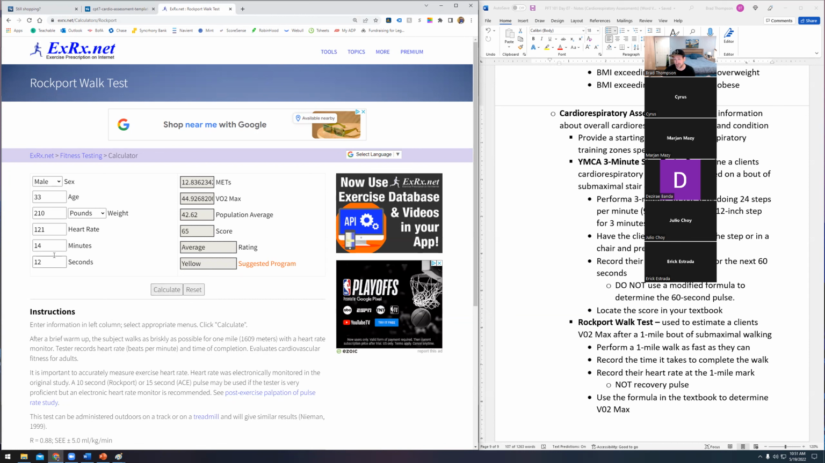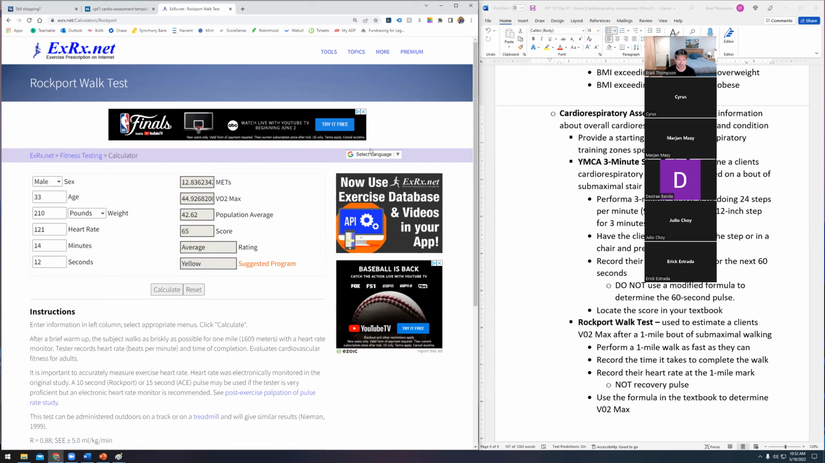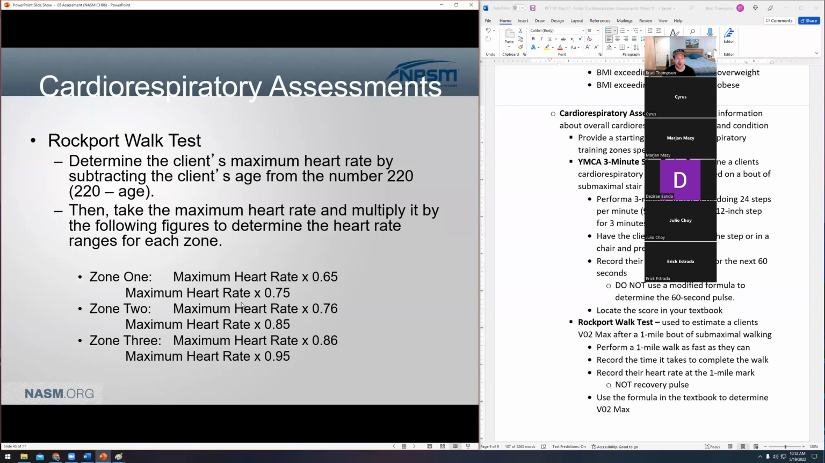That's 15 minutes practically out of a 1 hour assessment. So I love the Rockport walk test, but I usually don't do it in the first assessment. I try to do the YMCA step test because it's faster. But take a look. Bob landed in the average category. That's pretty good. So chances are I would give him either zone 1 or zone 2.